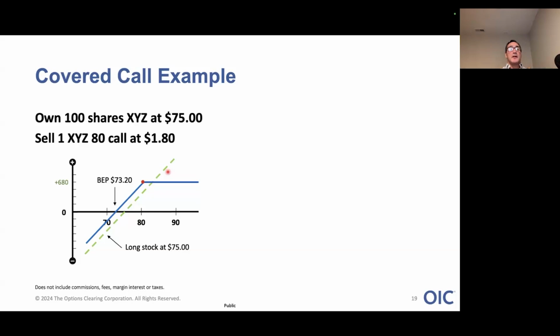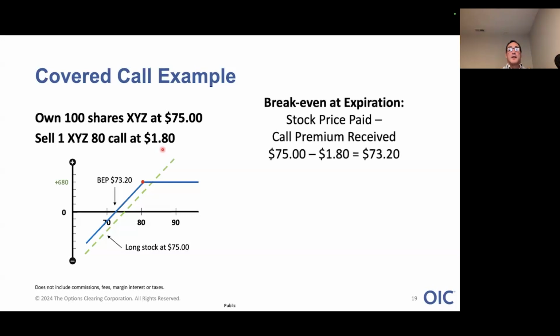So in this case, we own shares of XYZ trading for $75. And we think that there's a very low likelihood of this stock going to 80 between now and its expiration. Maybe this call expires in a month. So we think we're going to go out and sell this 80 level call for $1.80. So what's our break even on this? By selling this call for $1.80, remember we have to multiply the price of the option by 100. So we're going to take in $180. That premium is ours to keep.